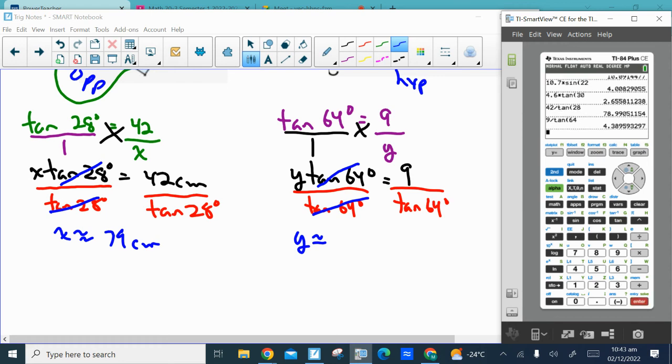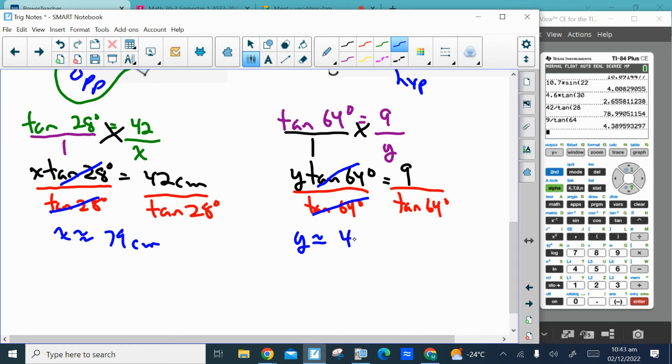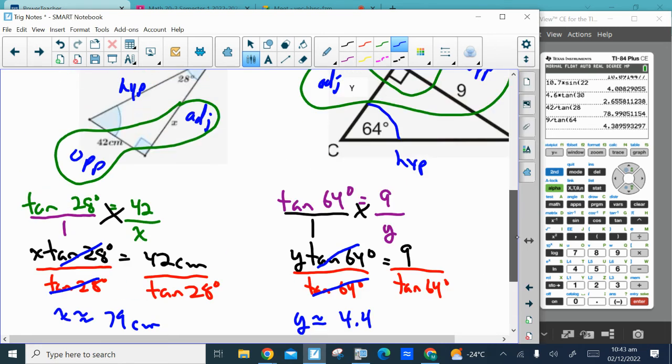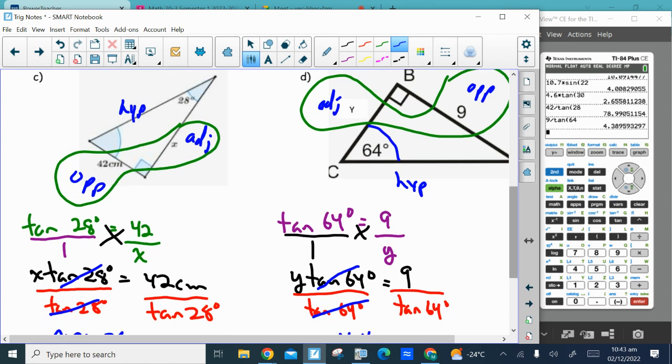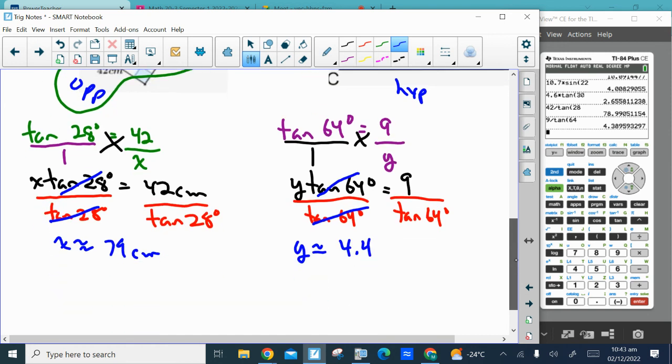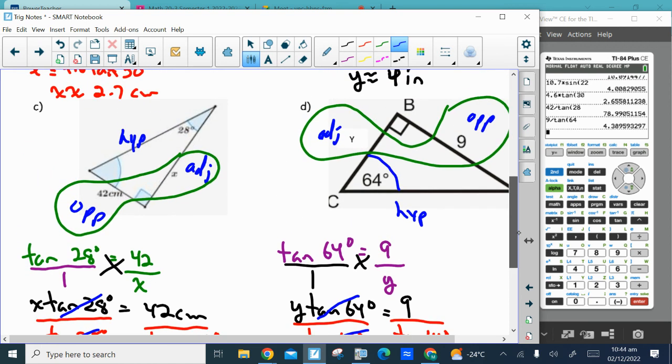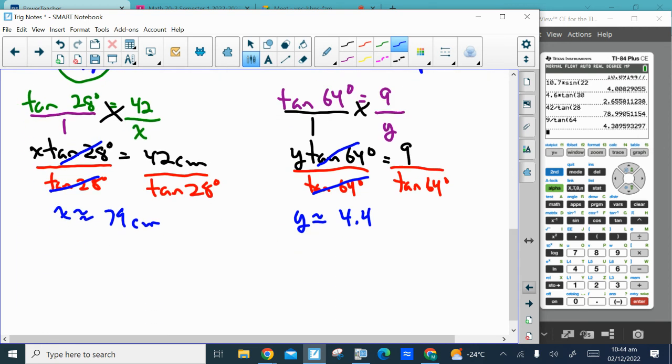So the digit in the 10th place is a 3. To the right of that is an 8, which means the 3 has to round up to a 4. So approximately 4.4, and that would be just no units given. Just 4.4. There is no unit on the 9. It's 9 units, so our answer will be 4.4 units. Okay?